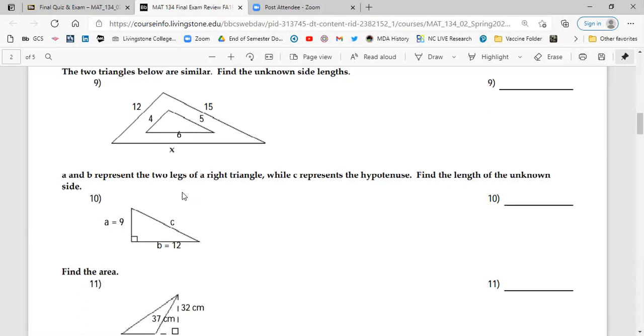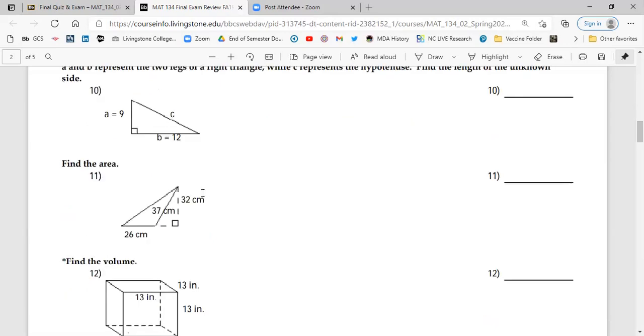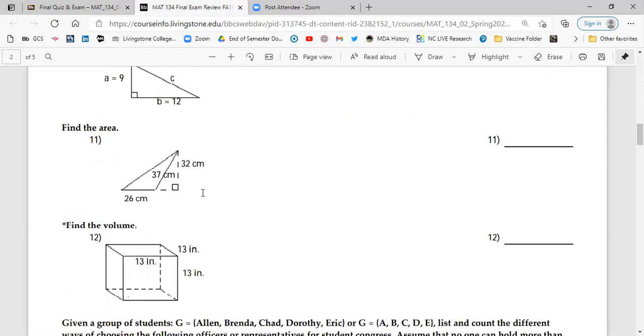Okay, A and B represent 2 legs of a right triangle. Find the lengths of the unknown side. We use the Pythagorean theorem there. Any questions with that? No, there's no questions with that one. Okay. All righty. Number 11.